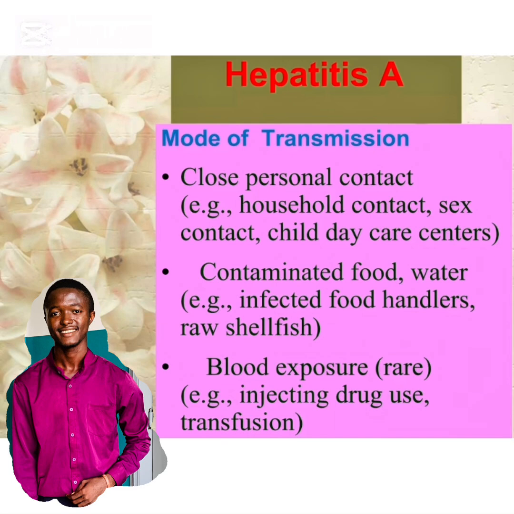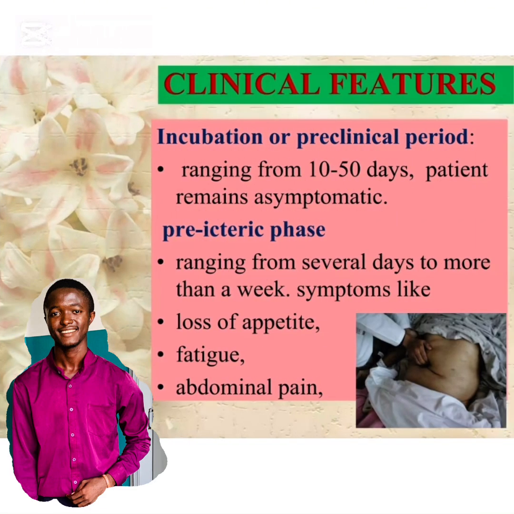Of course, its modes of transmission are through close personal contact, contaminated food or water, and also blood exposure, which is rare. Although it's another mode of transmission, it's rare. That means it doesn't usually occur as with the previous ones.